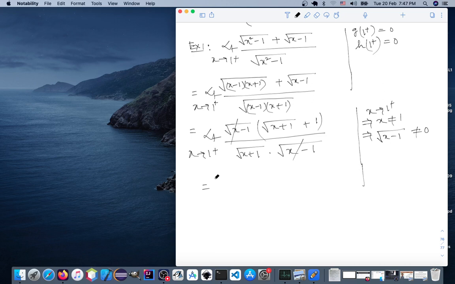Now we can substitute the value of x in the remaining expression, and we get the limiting value as root over 1 plus 1 plus 1 divided by root over 1 plus 1. This becomes root 2 plus 1 divided by root 2 is the answer. Let's see the next problem.